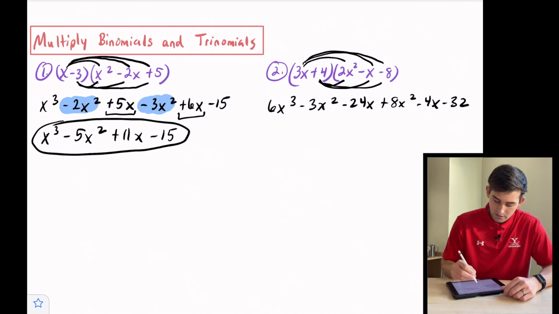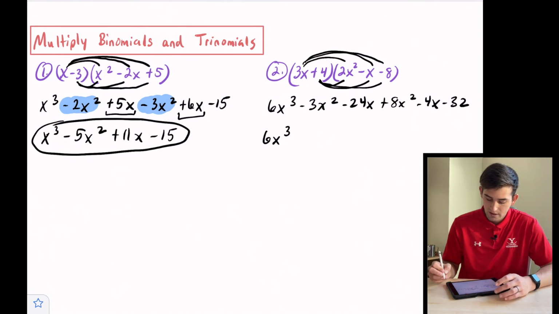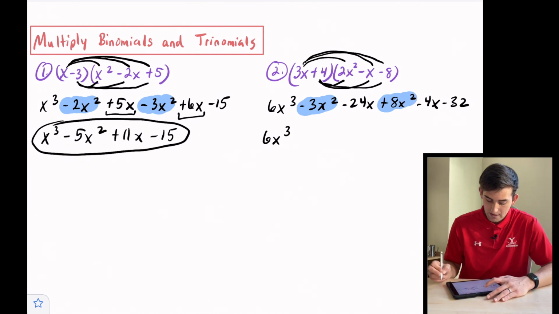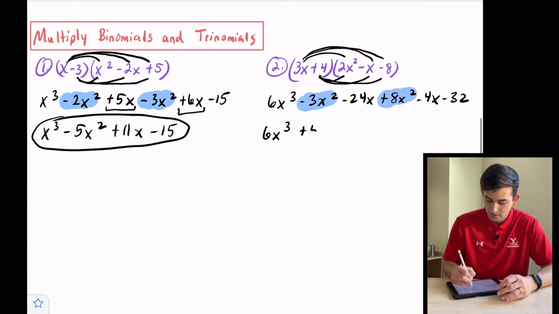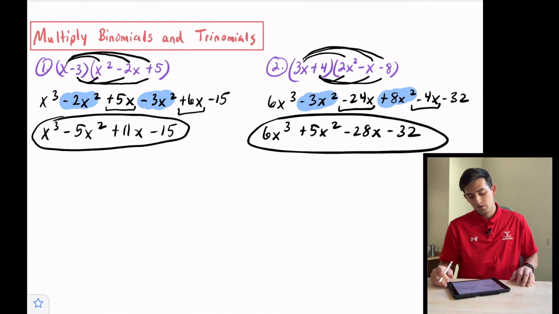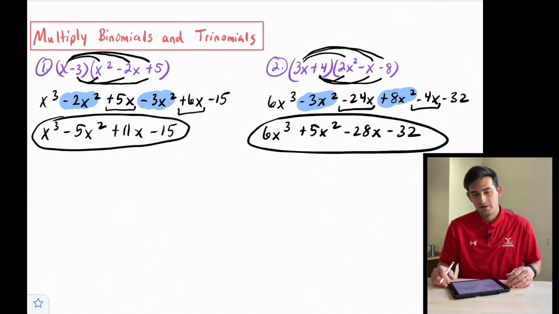Now we look at our exponents. We only have one that has an exponent of 3, so we can go ahead and write that term down. But now we have negative 3x squared and positive 8x squared. So that's going to give us plus 5x squared. Negative 24x minus 4x, so minus 28x. And then lastly, minus 32. And we have our final polynomial of 6x cubed plus 5x squared minus 28x minus 32. And that is how you multiply polynomials, by using a table, the FOIL method, and multiplying binomials by trinomials.